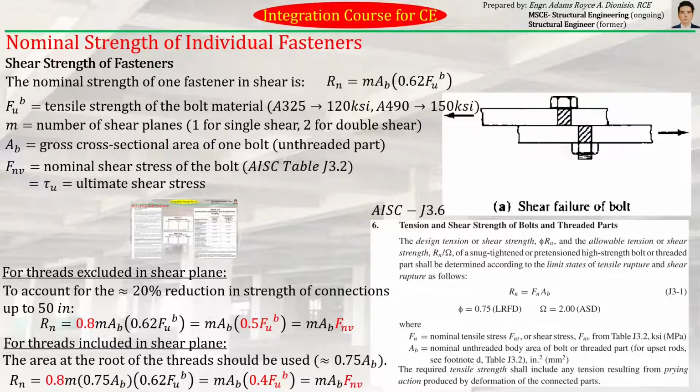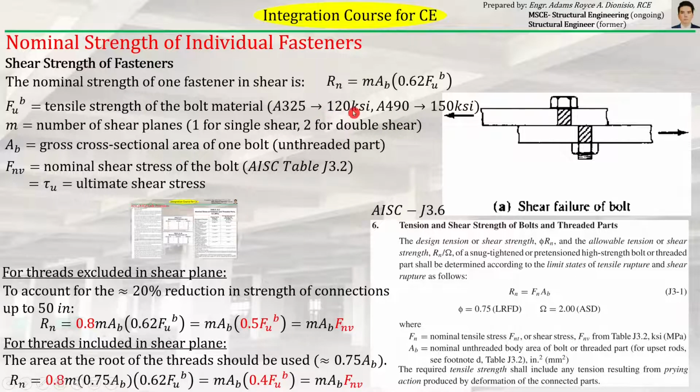Okay. So dito sa formula na to, we can have a generalization wherein makikita natin na yung FNB for threads excluded in the shear plane is just 0.5 ng FUB. 0.5 na to ng 120 or 150, depende kung K3 to 5 yung gamit. And then yung FNB for threads included in the shear plane is 0.4 lang ng FUB. 0.4 nito, or you can check that out dito sa table kanina.